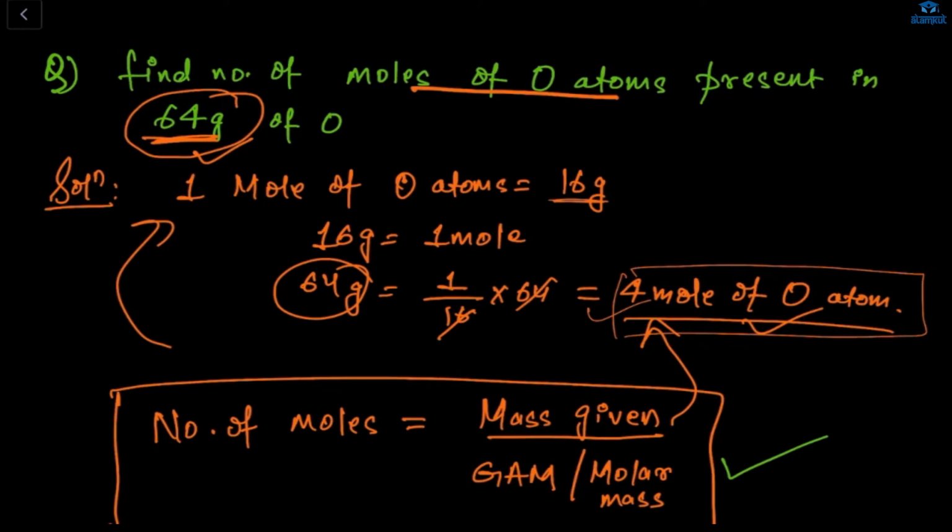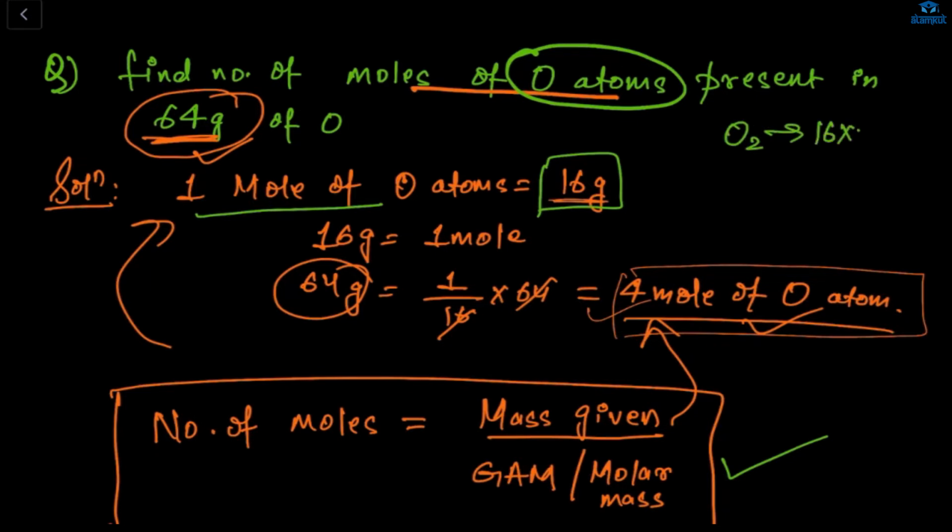See, here it's asking what? Here it's asking that you have to find the number of moles of oxygen atom. We already know 1 mole of oxygen atom is how much? It's 16 grams. O2 is 32. But here it's asking only for oxygen atom. So we all know that 1 mole of O is 16 grams, and it's asking for 64 grams.